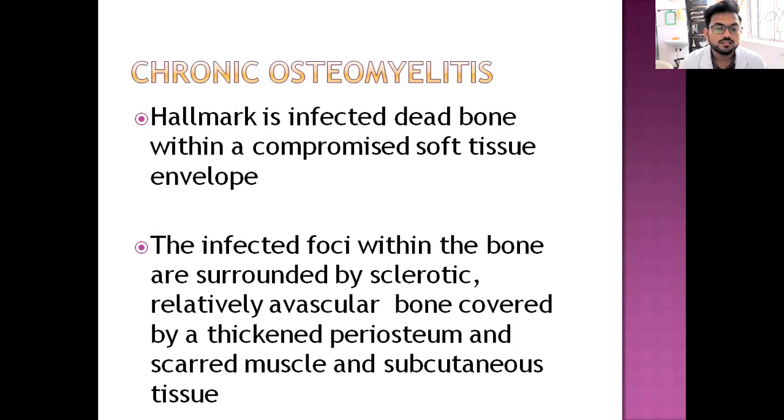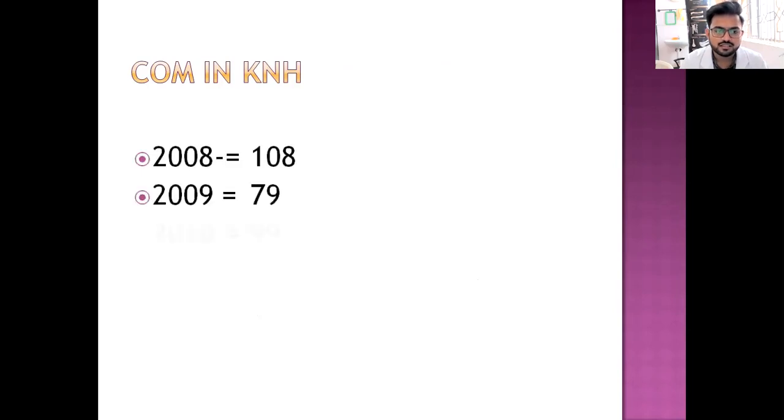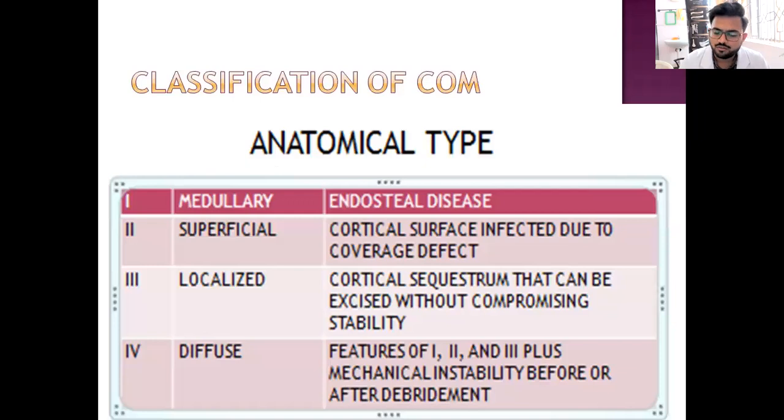The infected foci within the bone are surrounded by sclerotic, relatively avascular bone covered by a thickened periosteum and scarred muscles and subcutaneous tissue. Next, sinus tract cultures usually do not correlate with the cultures obtained in biopsy. For chronic osteomyelitis, we can see the values for 2008, 2009, 2010, and 2011. Latest data shows outcomes have always been better with the use of proper antibiotics and proper treatment. Next is the classification of chronic osteomyelitis.